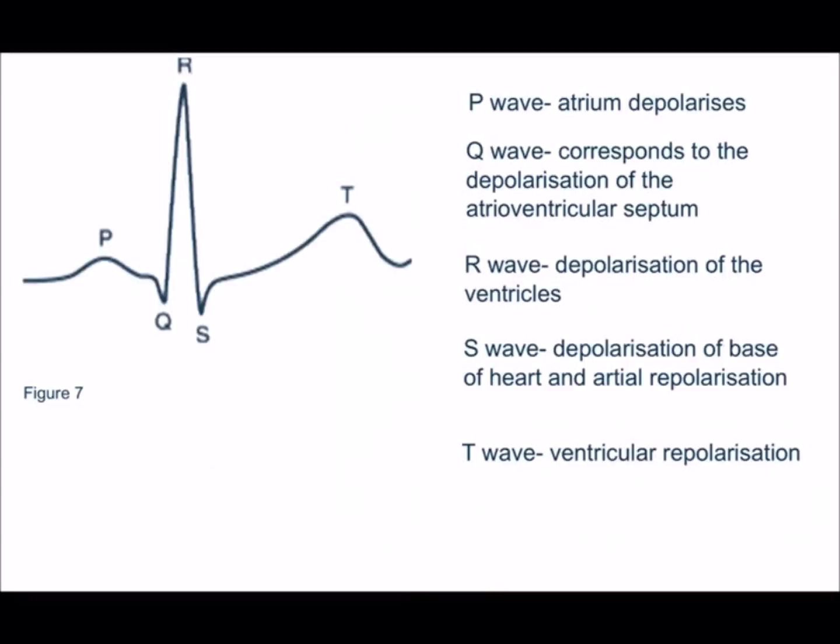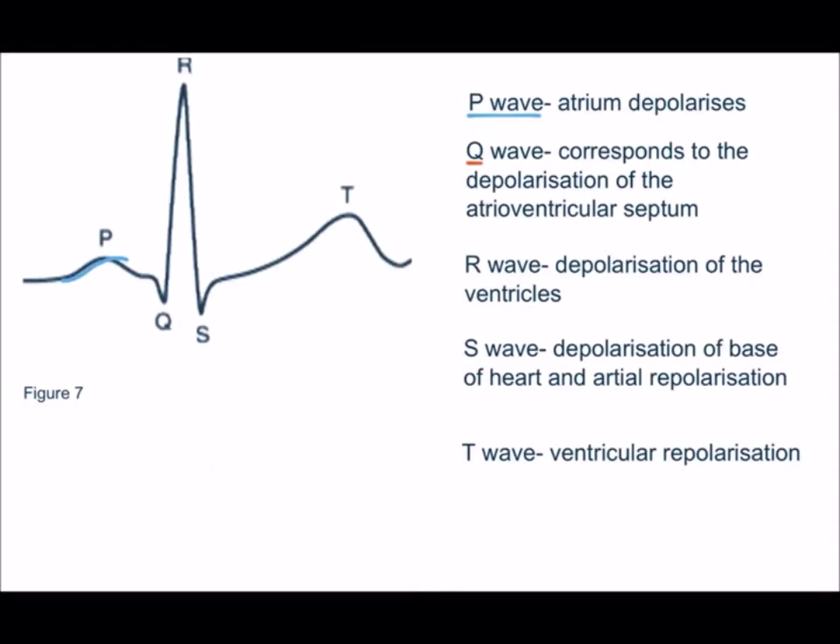ECG diagrams contain waves which correspond to a letter. Here you can see the P, Q, R, S and T waves. The P wave shows when the atrium is full of blood. The sinoatrial node fires electrical impulses and causes the atrium to depolarize.